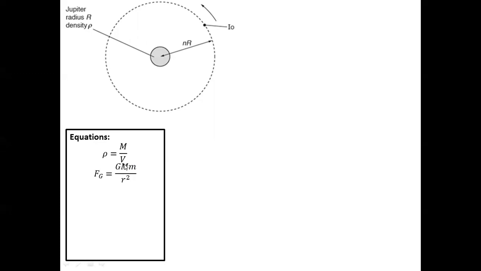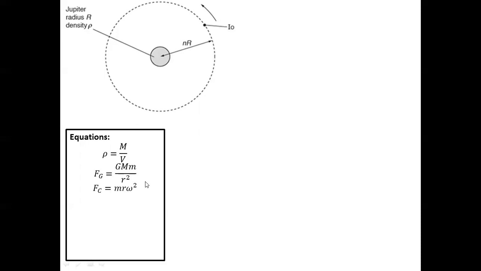So just recap, guys. G is the gravitational constant. M is the mass of the object that sets up the gravitational field, in this case, Jupiter. And the small m is the mass of the object that feels the gravitational field, which is the moon, or Io. And then r here is the center-to-center distance from Jupiter to Io.